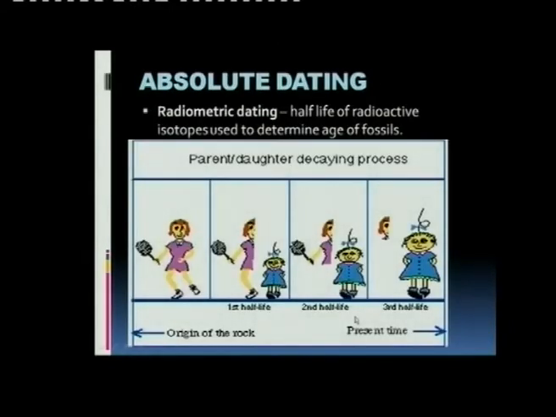Absolute dating. This is a bit more difficult because we refer to radiometric dating. Now, radiometric dating, some of you might have heard of these, but we use isotopes. And Lorraine, if we can just explain to them what isotopes are.